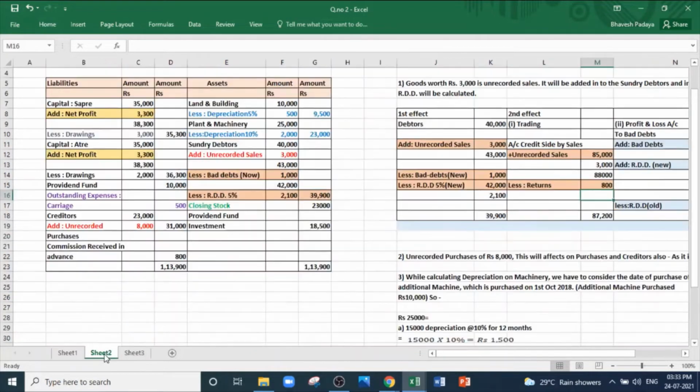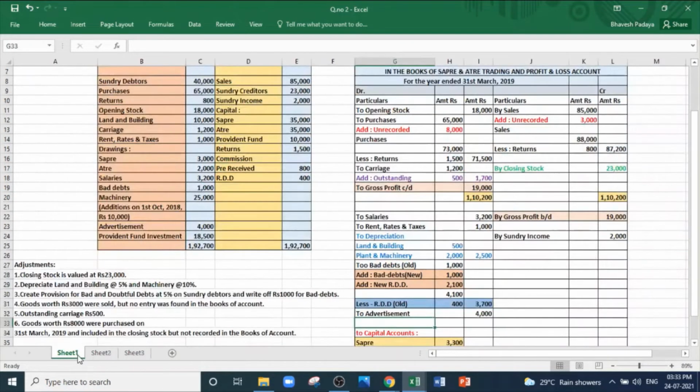So leave a line land and building. For depreciation, leave a line asset side. Carriage, trading account, it has an adjustment. Rent and rates, profit and loss account.